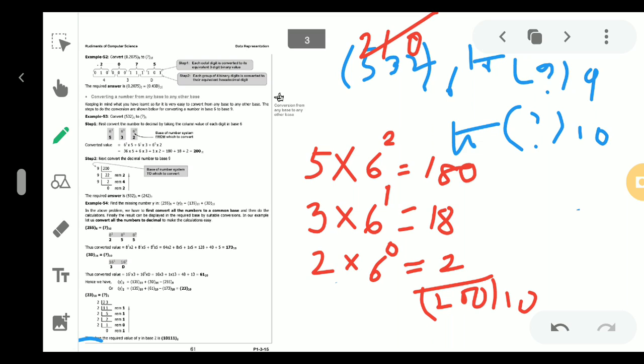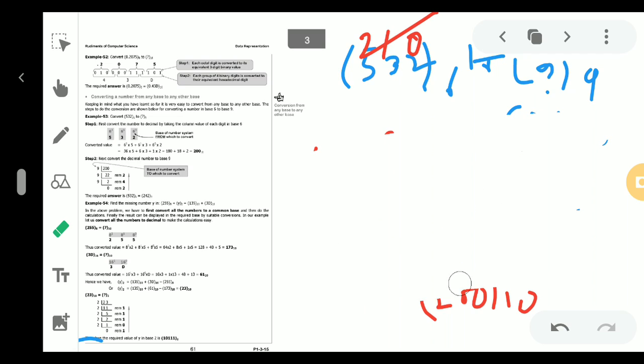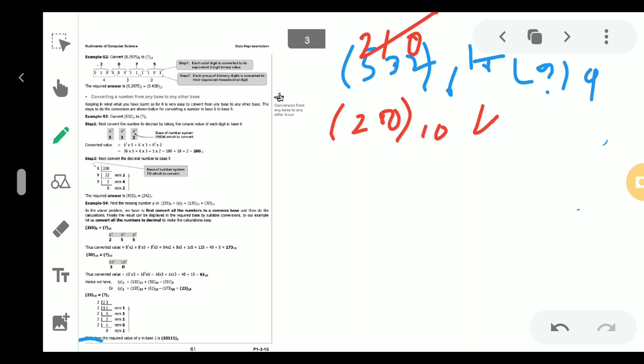So now from base 10 to base 9 conversion we will do. Up to this it is clear. Then I am rubbing this part. Hope it is clear to you. So the first step is over, that we have converted base 6 to base 10. The second step says that the answer we are getting, that is 200 base 10, we will convert into base 9.